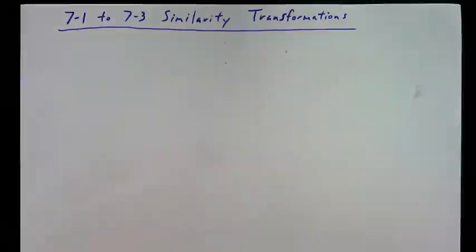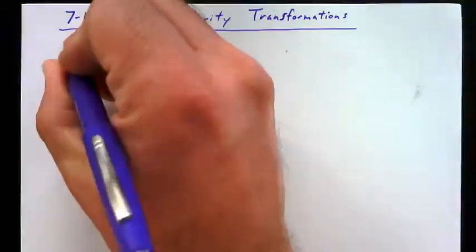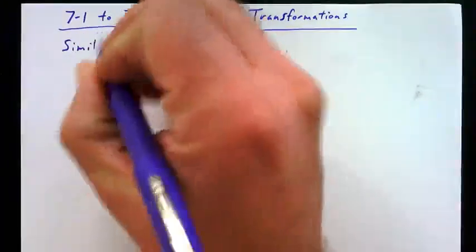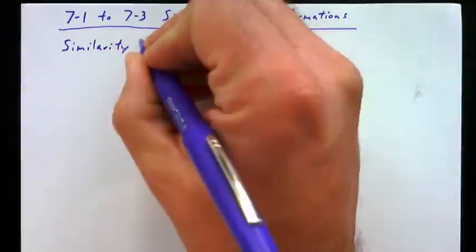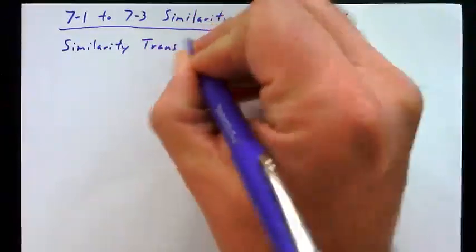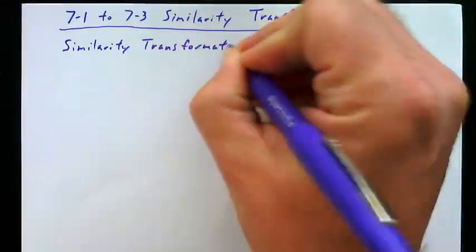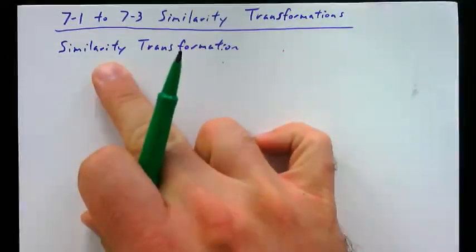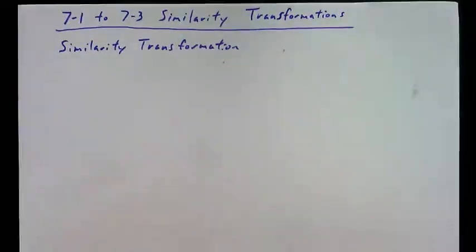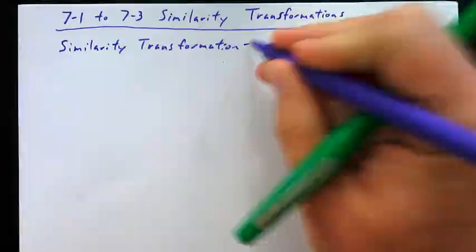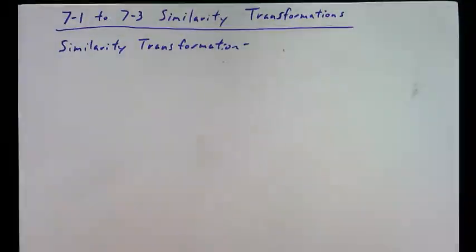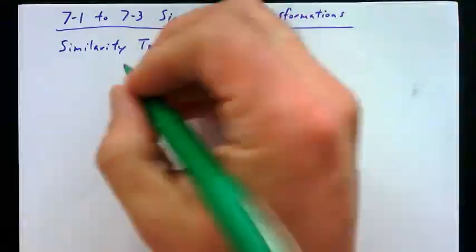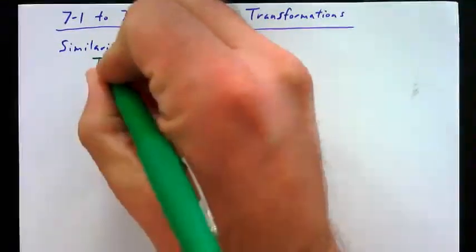So a similarity transformation, let's go ahead and define that first. Similarity transformation. All right, our similarity transformation. For this one, our definition is the image and pre-image will be similar. Right? The image and the pre-image will be similar.